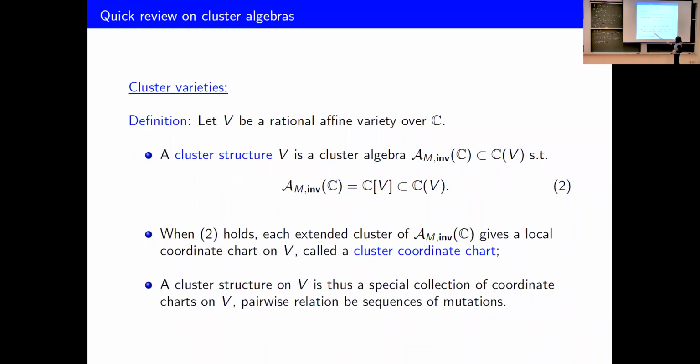I don't know the pairwise relation. They are related pairwise by sequences of mutations. So they are not arbitrary coordinate charts; they are pairwise related by a sequence of a very special type of coordinate change, and that's the mutation formula. You remember it's monomial plus monomial divided by something. But in particular, you should see that they are rational.